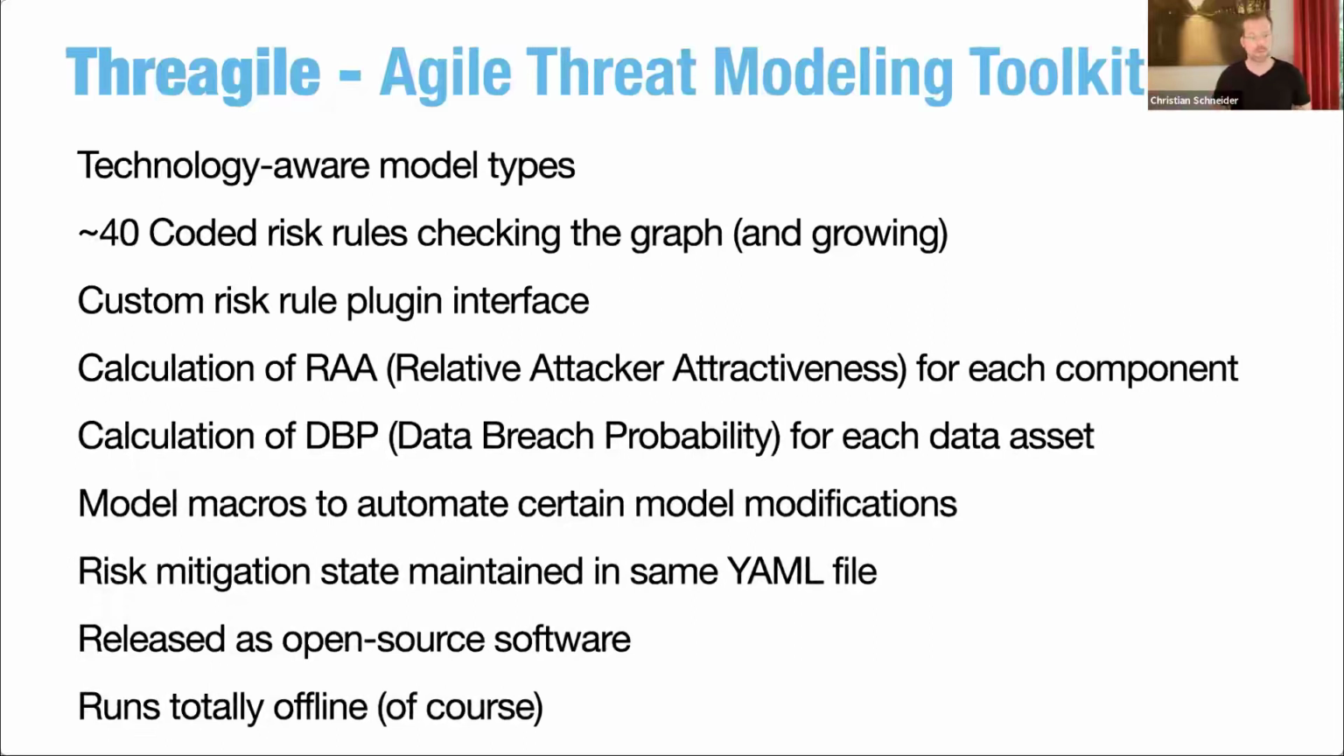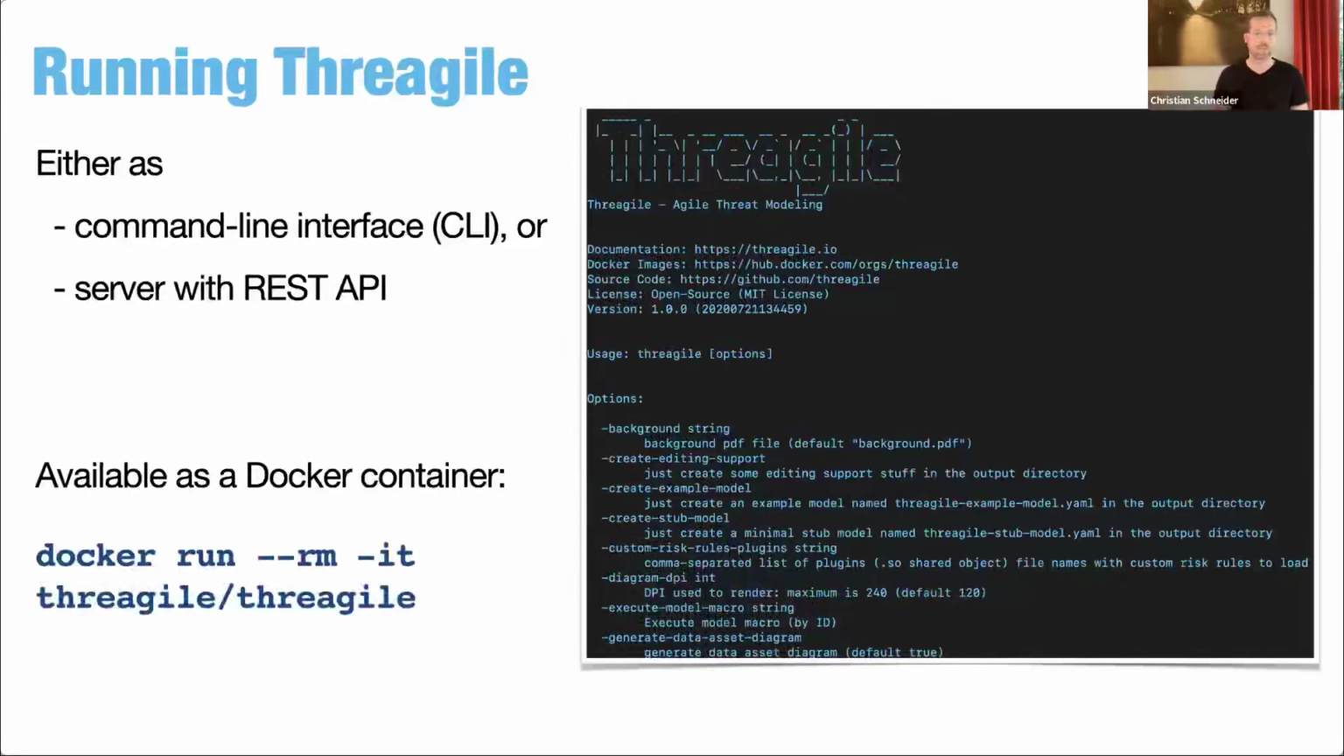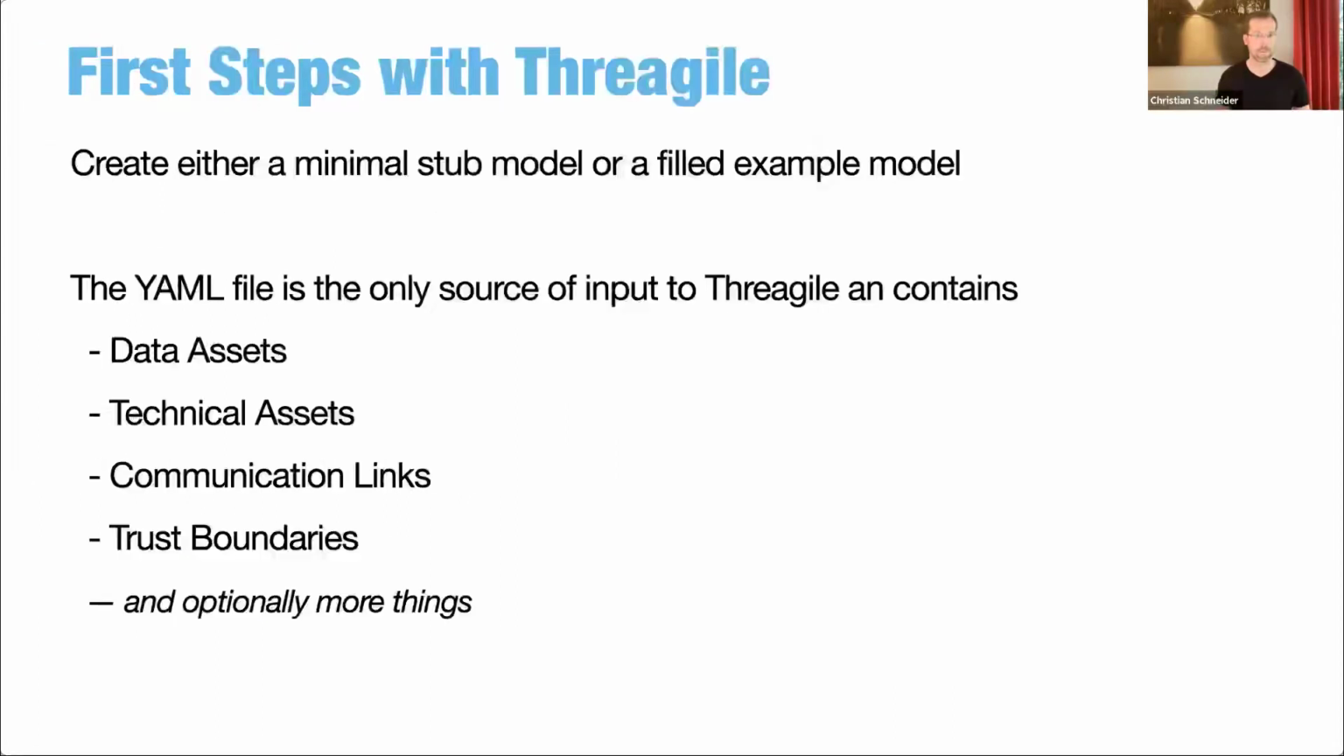As said, Agile is released as open source software, MIT license, and runs totally offline, of course. So that's definitely something easy to use. Here you see it. It's a Docker container, everything included, and it's a command line interface. So it's basically just a simple CLI to work on that model file and generate the output. Or you can also start it as a REST server or web server with a REST API. So if you want to have it running remotely somewhere on your premise, then you can also run it as a server if you like.